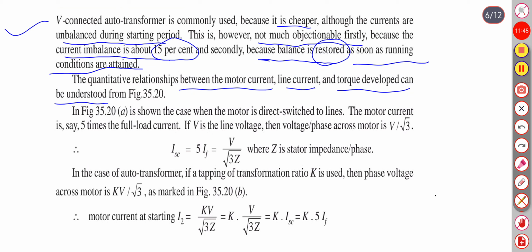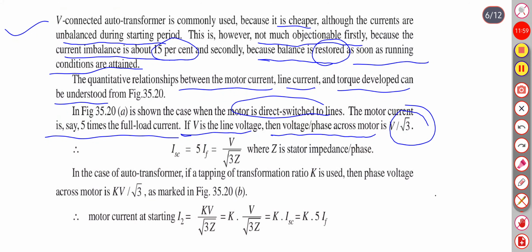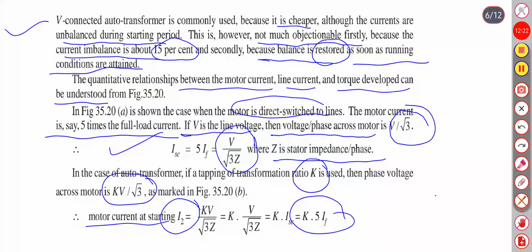As shown in case of motor direct switch on line, the motor current is say 5 times the full load current. V is the line voltage and then voltage per phase across the motor is V by root 3. Therefore, I at the starting will become V by root 3 Z, where Z is the stator impedance per phase. In case of auto transformer, if the tapping of transformation ratio K is used, then the voltage will become kV by root 3 and the motor starting current I2 will become K times 5 IF, where IF is the full load current.